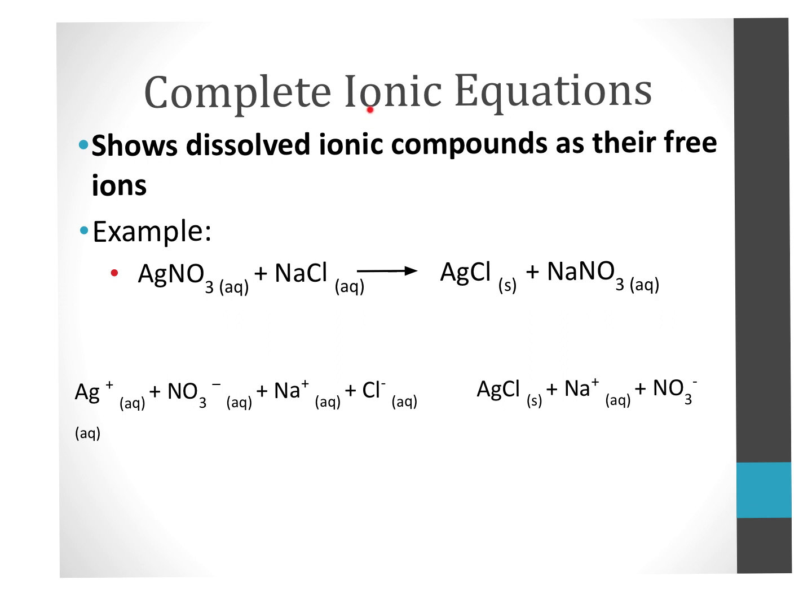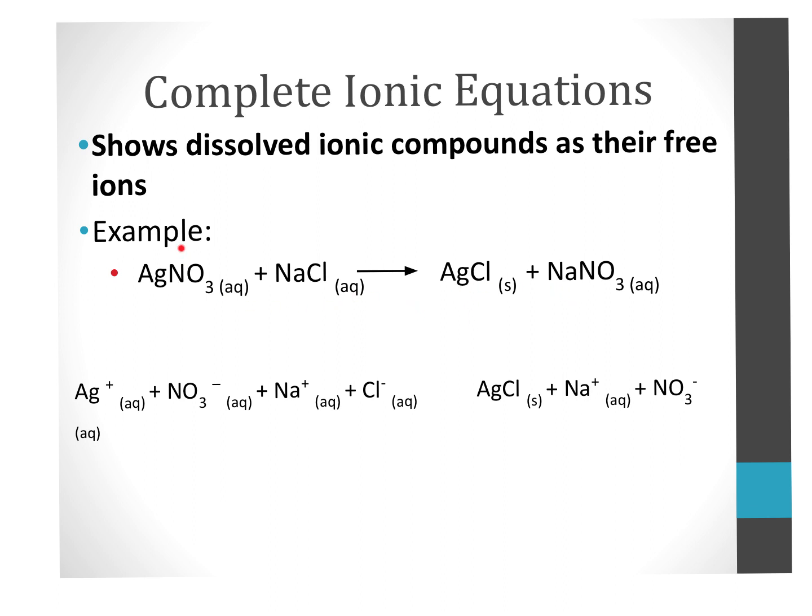What word do you see in ionic? Ion, okay? So in complete ionic equations, all we're going to do is show the dissolved ionic compounds as their free ions. Okay? And to really understand this one, you probably want to copy down the example, and then we're just going to continue on with the same example. So here we have this example. We have silver nitrate plus sodium chloride gives us silver chloride and sodium nitrate.